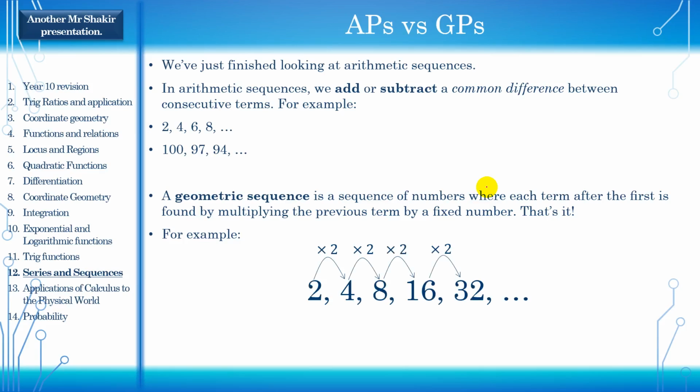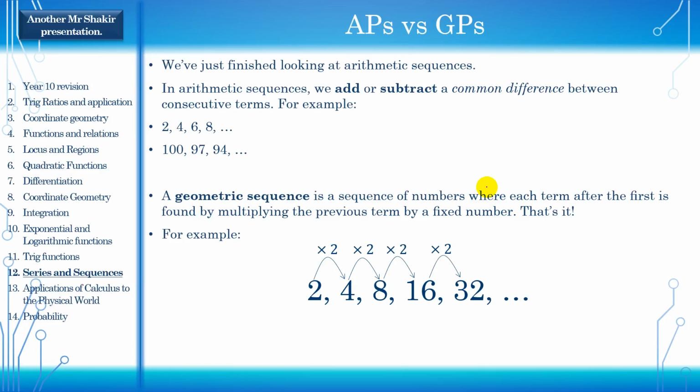So for example, if you have a geometric sequence like the one on the screen, 2, 4, 8, 16, 32, clearly we are multiplying the previous number by 2 to get the next number. 2 times 2 is 4. 4 times 2 is 8. 8 times 2 is 16. 16 times 2 is 32, and so on.